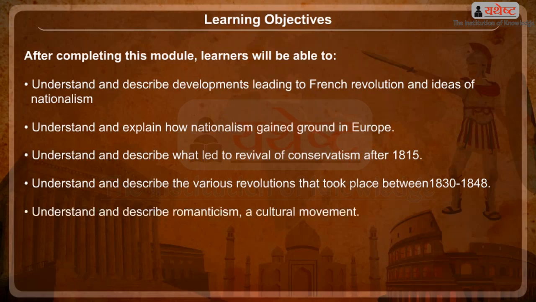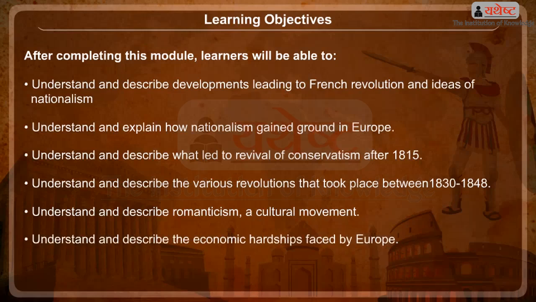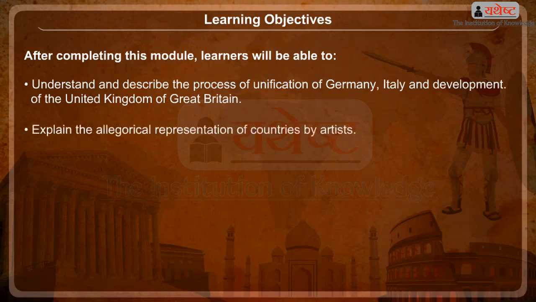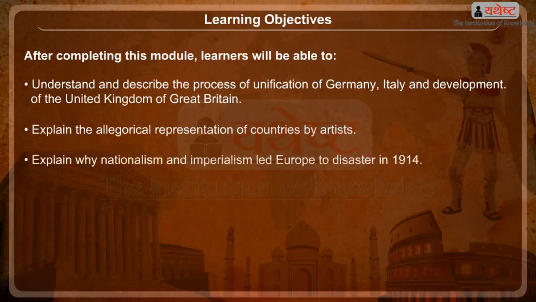Understand and describe Romanticism, a cultural movement. Understand and describe the economic hardships faced by Europe. Understand and describe the process of unification of Germany, Italy, and development of the United Kingdom of Great Britain. Explain the allegorical representation of countries by artists. Explain why nationalism and imperialism led Europe to disaster in 1914.